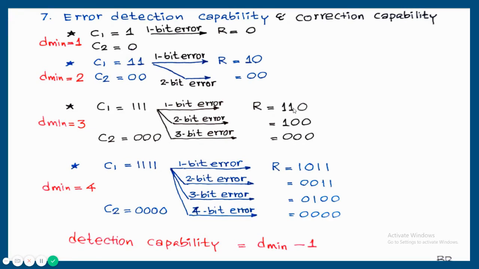Next question, 1 1 0 is close to which valid code? 1 1 0 is close to 1 1 1 because there is only one bit difference. So once it is close to 1 1 1, the receiver is able to do correction. So 1 1 0 is going to be corrected as 1 1 1. It's a correct answer.